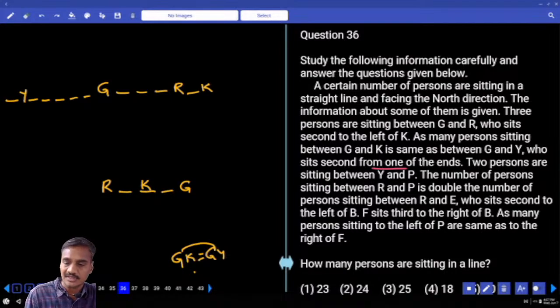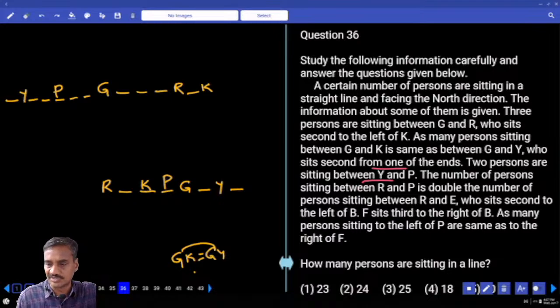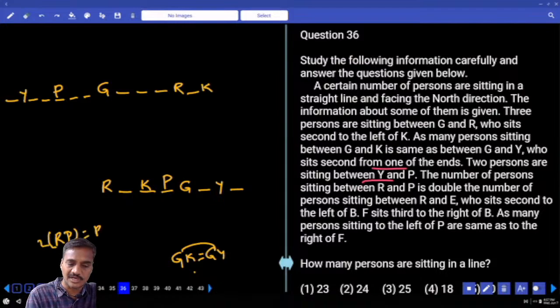Then here again, G and K, G and Y. Y is here. Y is seated second from the right extreme end of the row. Then 2 persons are in between Y and P. Now P is here. Now in this case, P must be here. And the number of persons between R and P is double that of R and E. R and P is double to that of what? R and E.